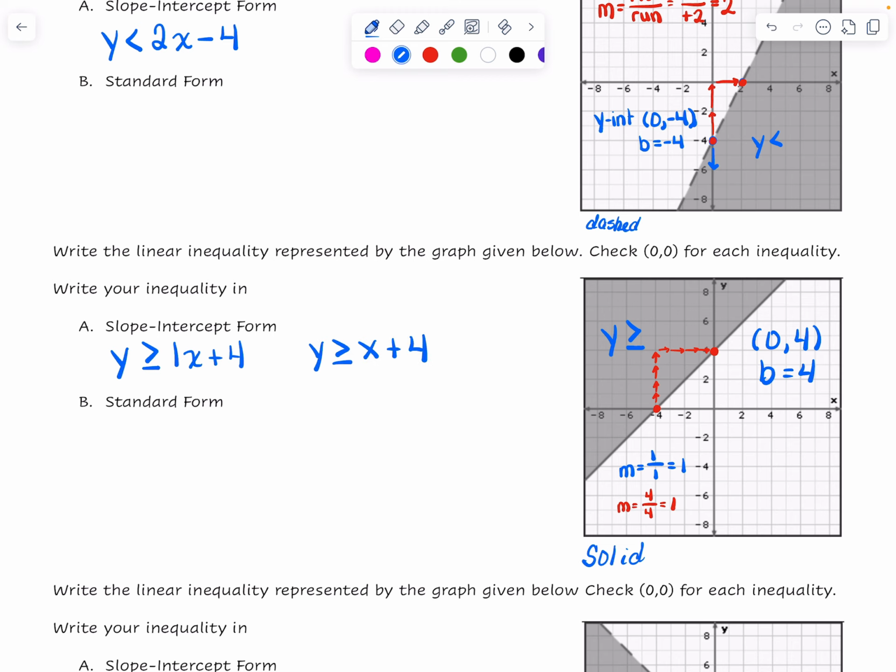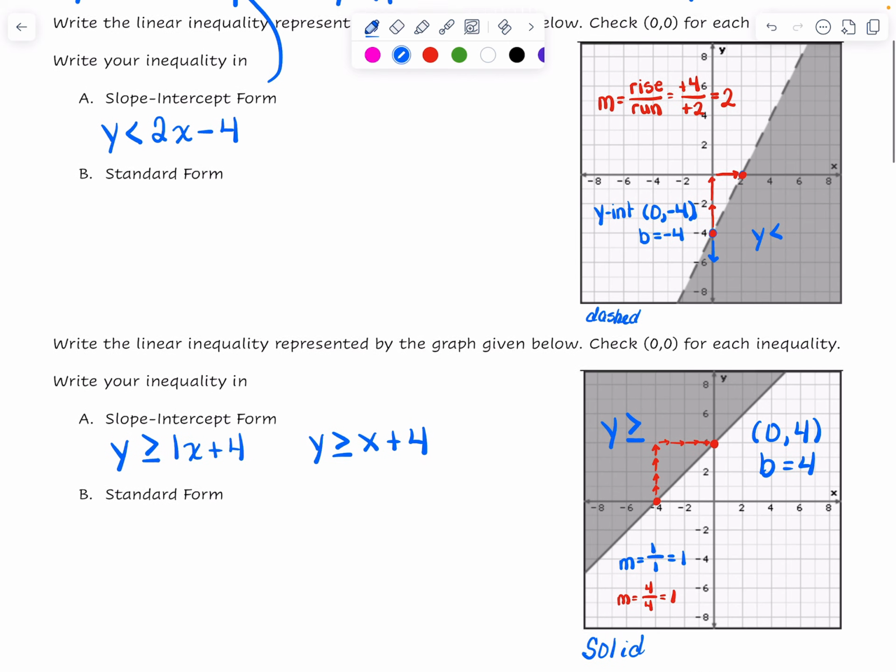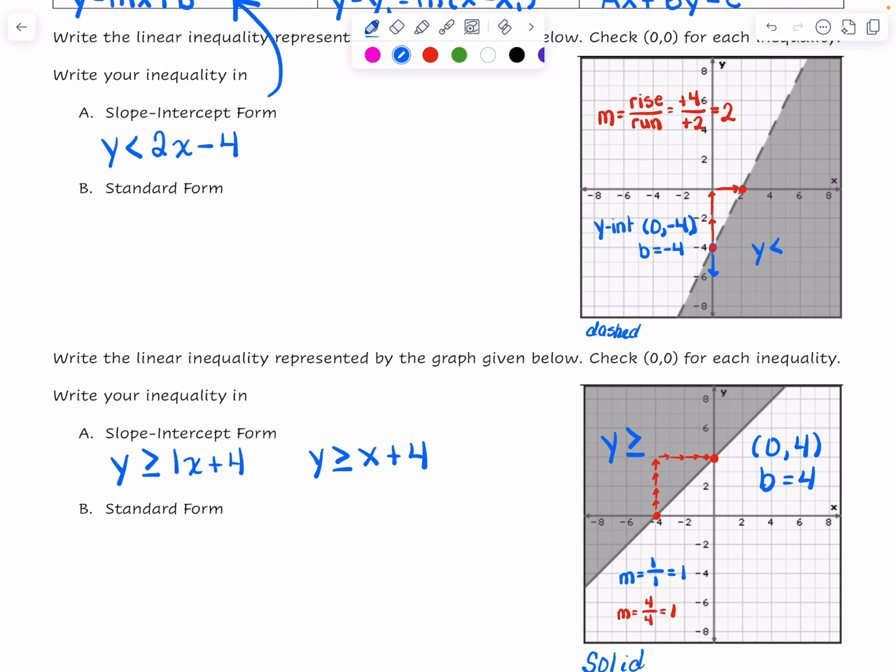Okay? So those are the things that I want you guys to think about when you're looking for these. So like I said, we're going to look for solid or dashed. That's important. We are going to look for the y-intercept. We're going to look for the slope, which is the rise over run. And then we're going to look for where it is shaded, above or below. Okay. All right. Now, once I have those pieces, I can write the equation in slope-intercept form.